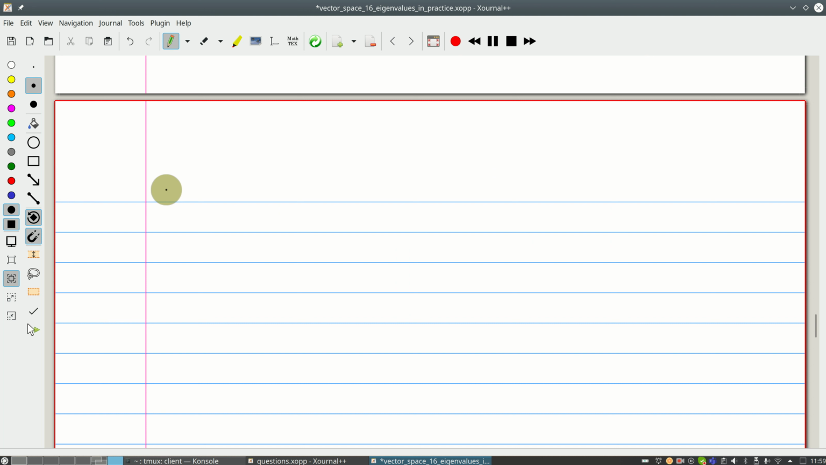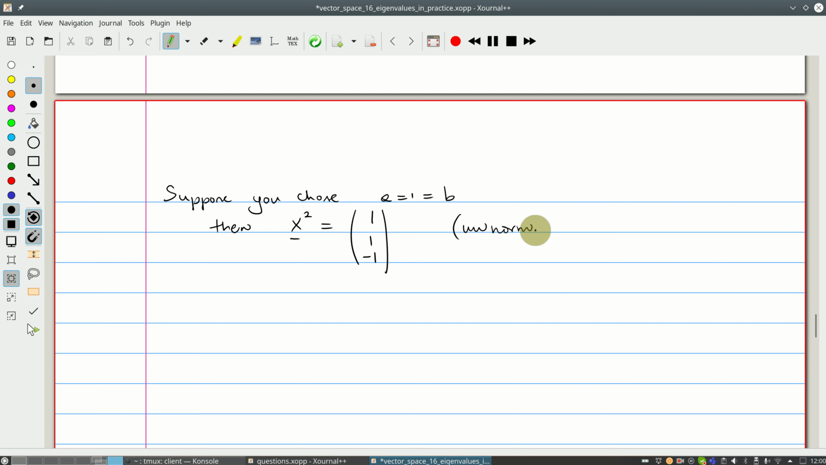So suppose you chose a is 1 and so is b, then x2 would be 1, 1, minus 1. And we'd have to normalize this, so this is unnormalized.